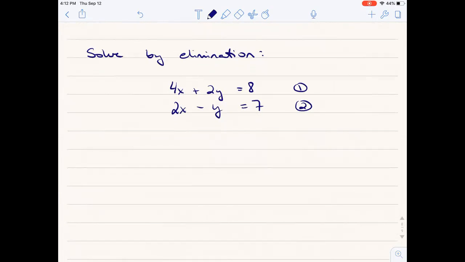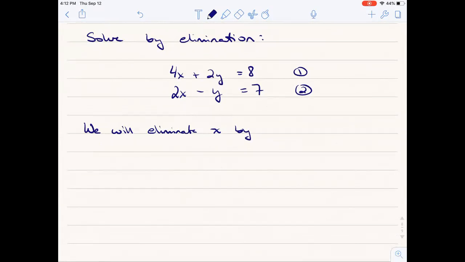So we will eliminate x by multiplying equation 2 by 2 and subtracting from equation 1.